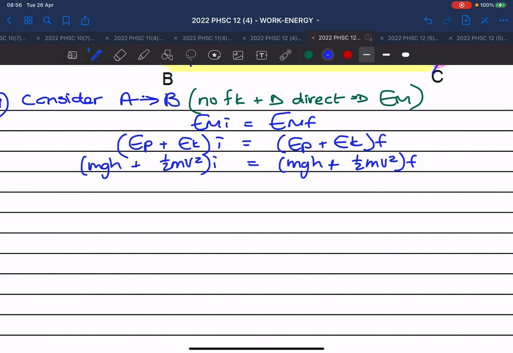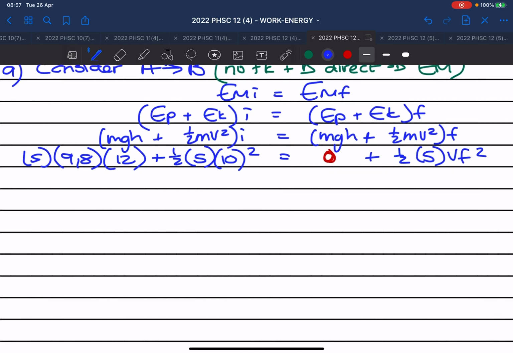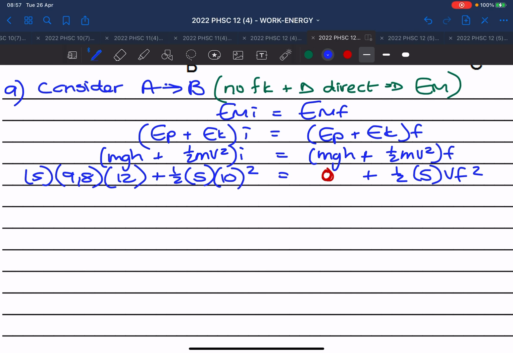Okay. Now we fill in our values. I'm going to zoom out a bit. So our mass is 5 kilograms, G is 9.8, the height is 12 meters. Plus a half, the mass is 5, and the velocity they tell us is 10 squared. Look at your values in your picture, you have it in front of you. Then on the right hand side, it is 0 because your height is 0, plus a half, the mass is 5, and we want the final velocity squared. And Tapelo is already on it.